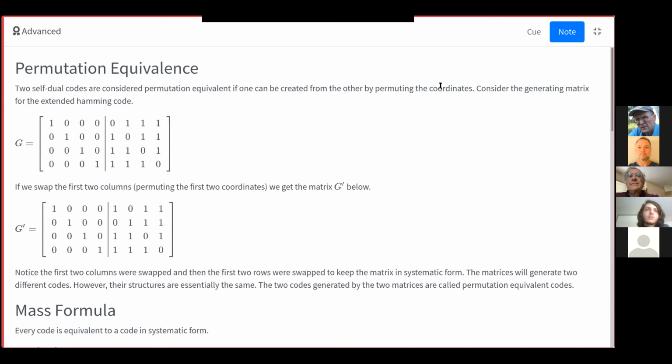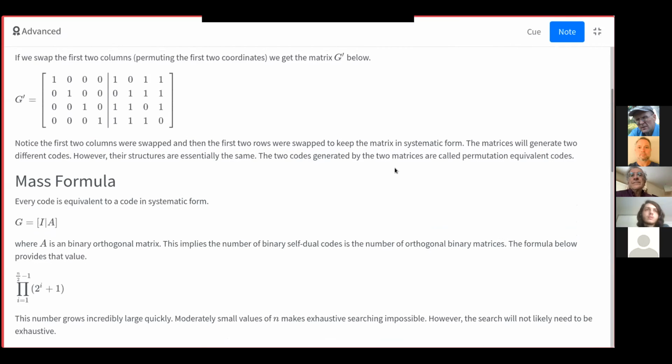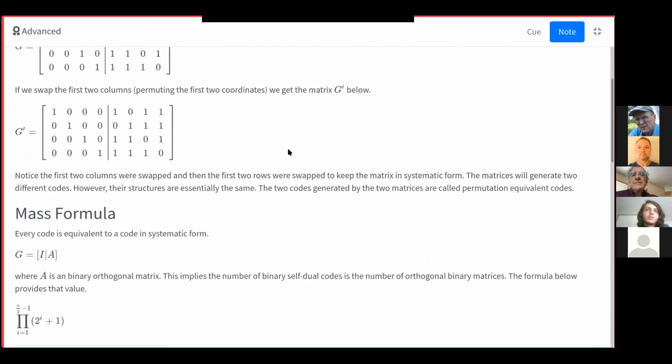In other words, there's so much structure there that we don't even care that they look different. They're essentially the same structure. There's nothing about them different enough to really call them different codes. Now, this is very handy. We can essentially create, well, we got a mass formula.